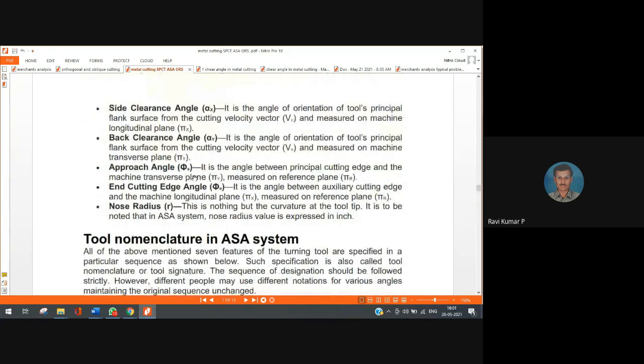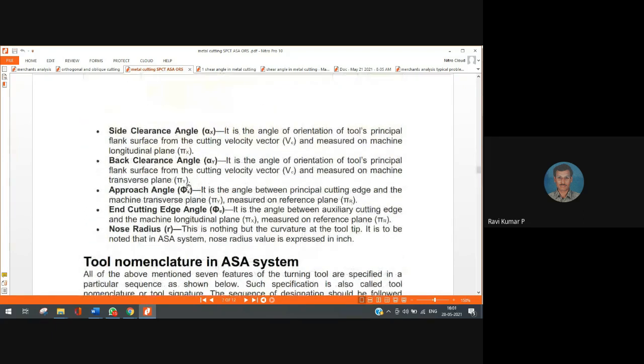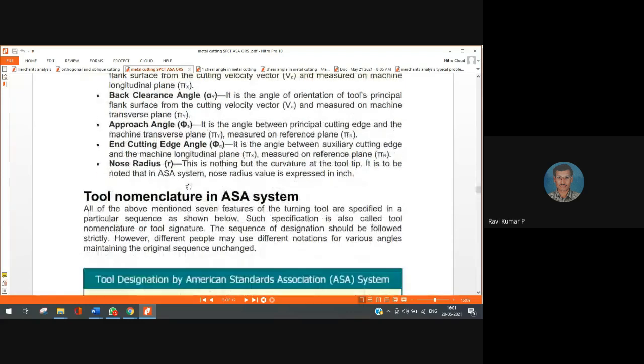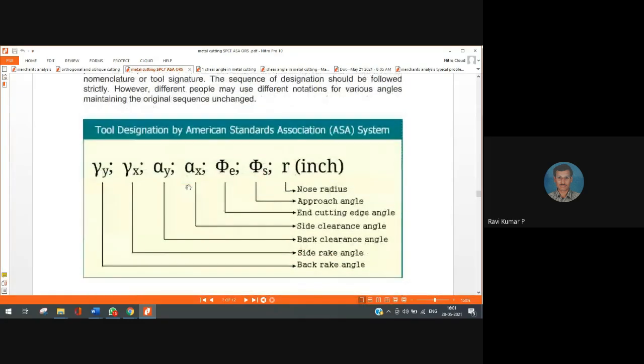Each of the angles has its own implications and a function to perform, right? So I write the tool angles in a particular order, which is called the tool signature: gamma y, gamma x, alpha y, alpha x, phi e, phi s, r.